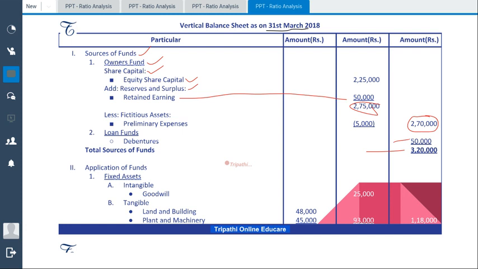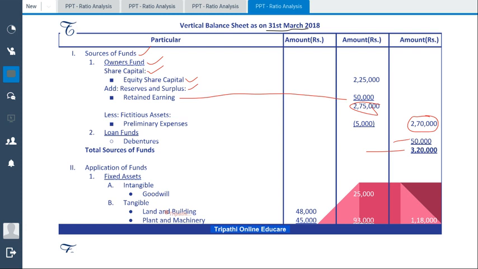Right? So our total sources of fund is 3,20,000. Next, application of fund. In that, the first thing that we take is fixed asset. Under that we take intangible fixed asset first. So goodwill is an intangible fixed asset. So we have taken goodwill under intangible 25,000.